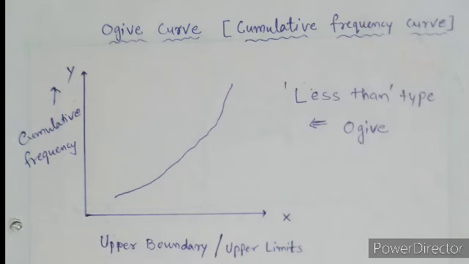Remember one thing, in case of less than type of OGIVE curve, on the x-axis we have to show the upper limits and on the y-axis we have to show the cumulative frequency, and we have to plot the points which we have obtained in the graph. So after plotting the points, we get a graph going upward. This is called less than type of OGIVE.